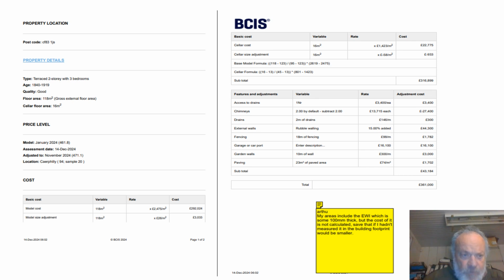And here I've got the age at 1840 to 1919, and I'm using an external area. I could use internal, but this is how BCIS operates. Now, if I had put the age in as current, then the rate here would be about £2,000 per metre squared, and I'd end up with a total cost of about £300,000. So it makes a little bit of difference.